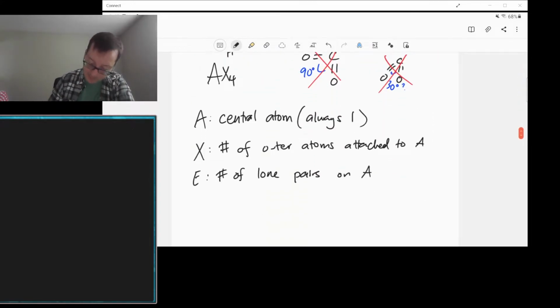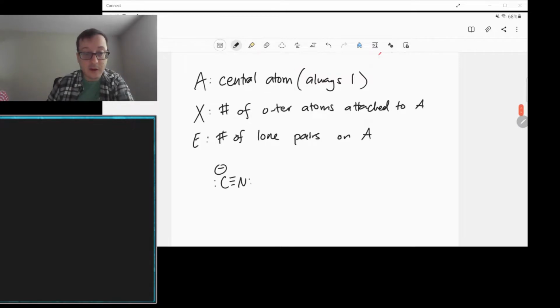Okay, let's do one more. Bad example because here, let's do a different one. Let's do this one. This cyanide. If carbon is the central atom, usually your least electronegative will be the central atom, by the way. I'll write that here. If we consider that, we have A, X, E only. 1 outer atom, 1 lone pair on carbon. That's it.